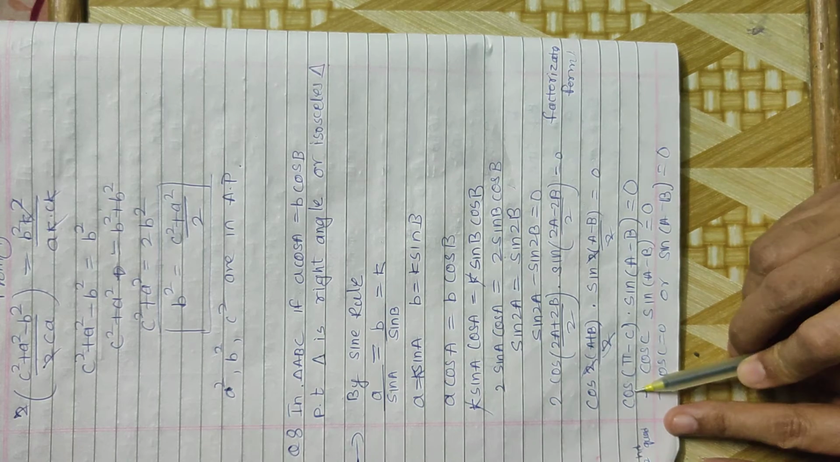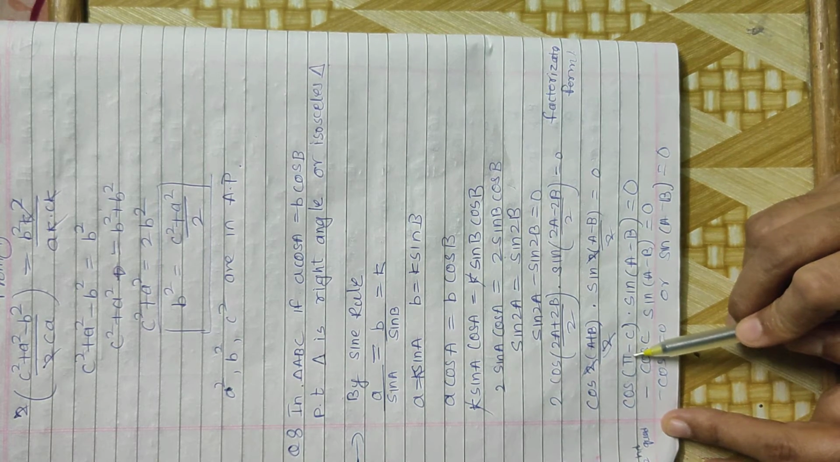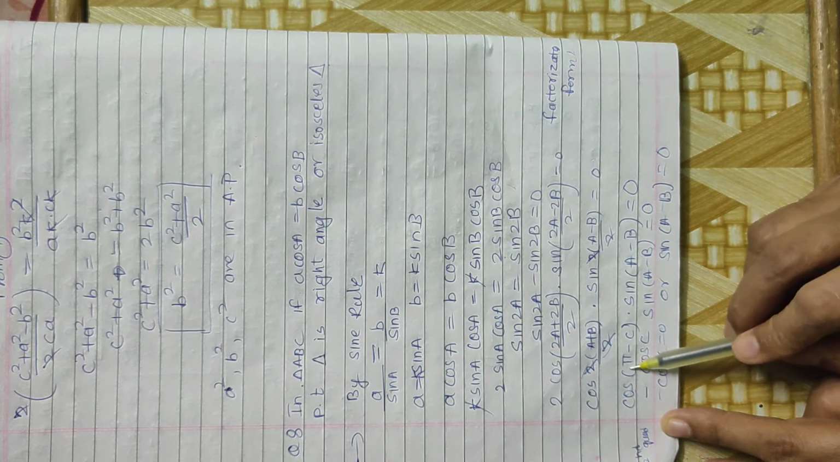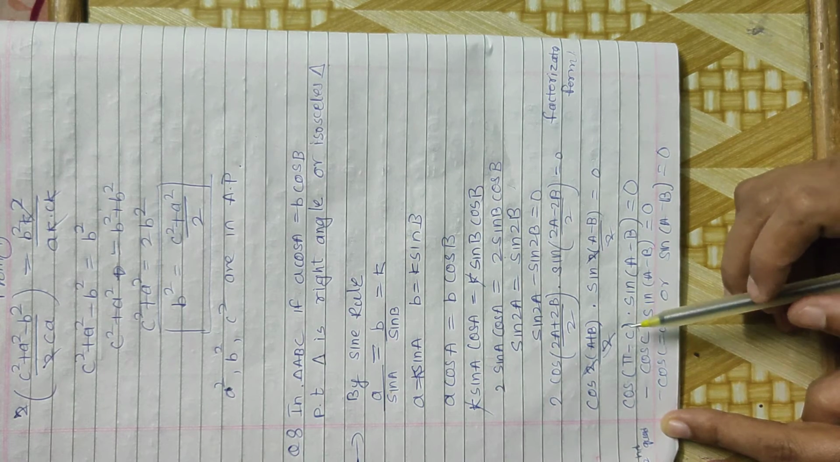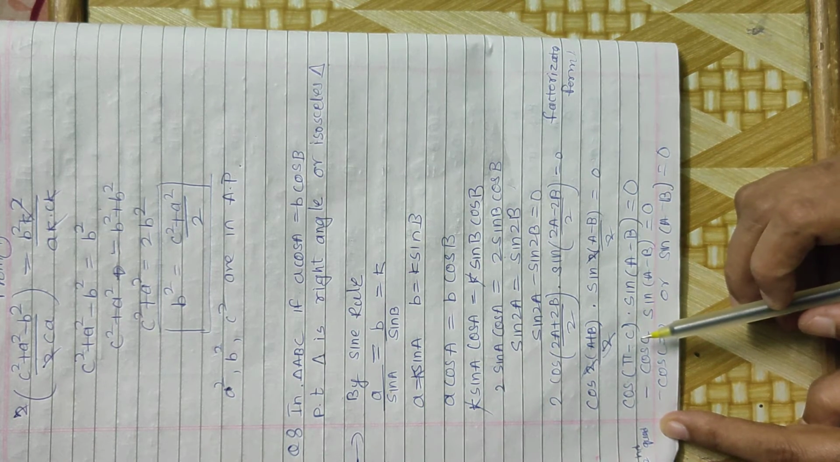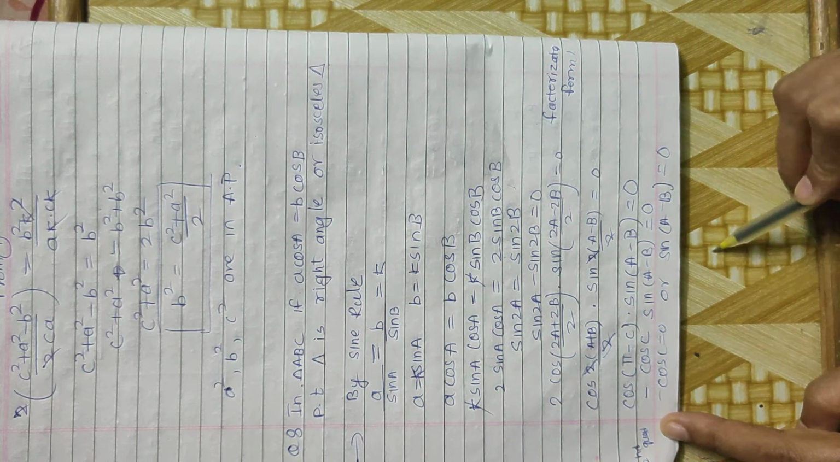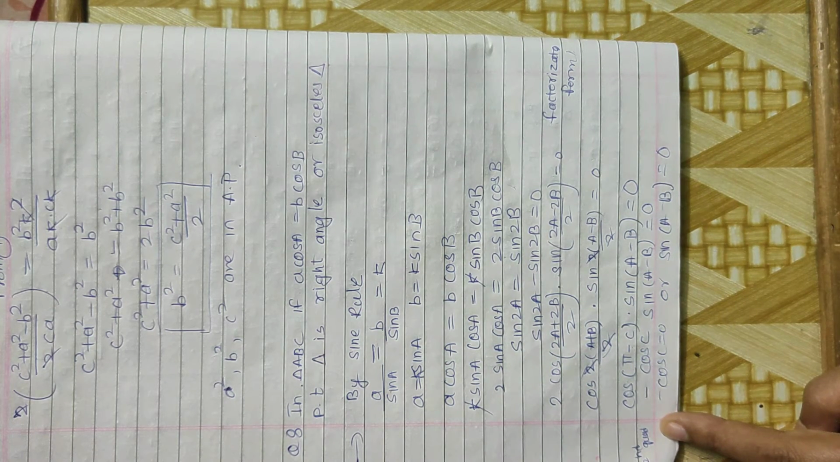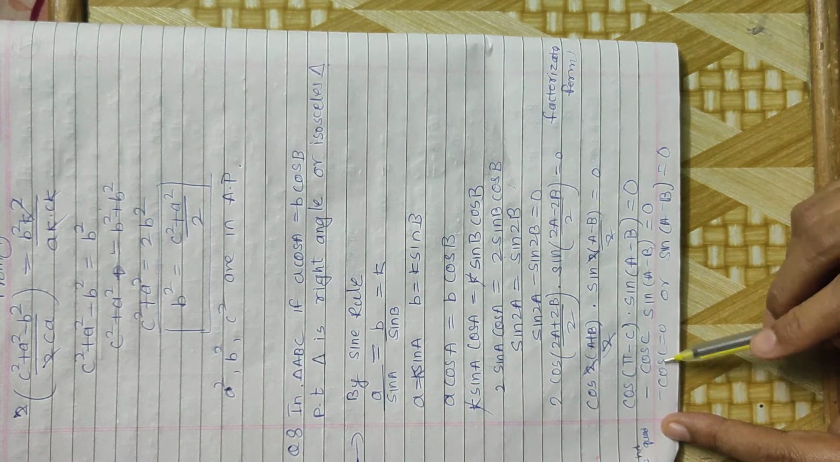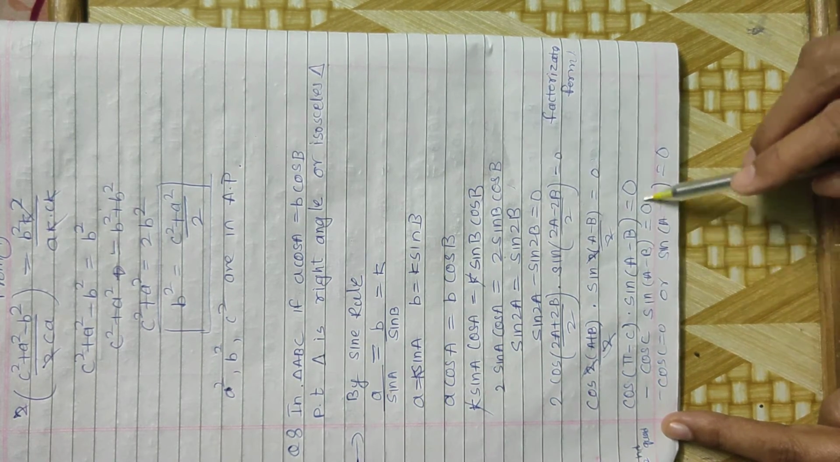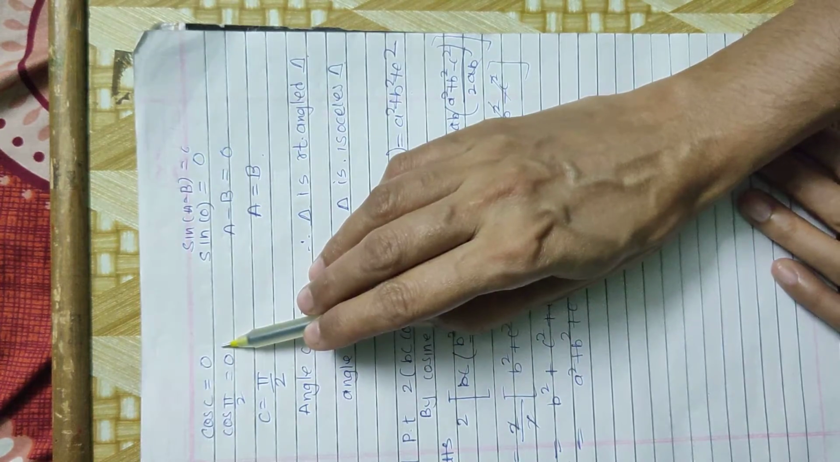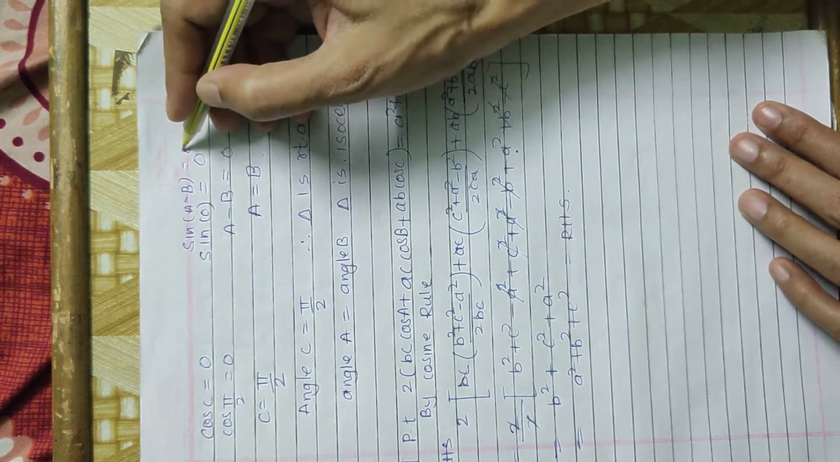Now cos (pi minus C): pi means 180, pi minus C means it will come in the second quadrant. So in the second quadrant, see how to remember: All Students Take Coffee, S will come in the second quadrant. So in the second quadrant sine and cosec are positive, all others are negative. So here cos is negative, so we will write minus cos C into sine (A minus B) is equal to 0. Therefore cos C is equal to 0 or sine (A minus B) is equal to 0.